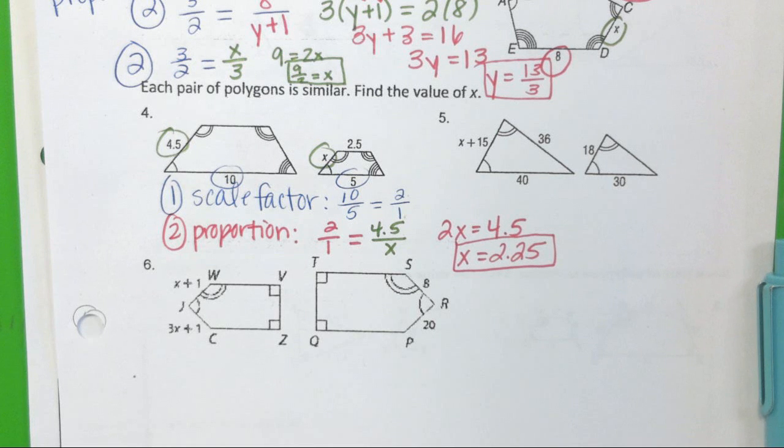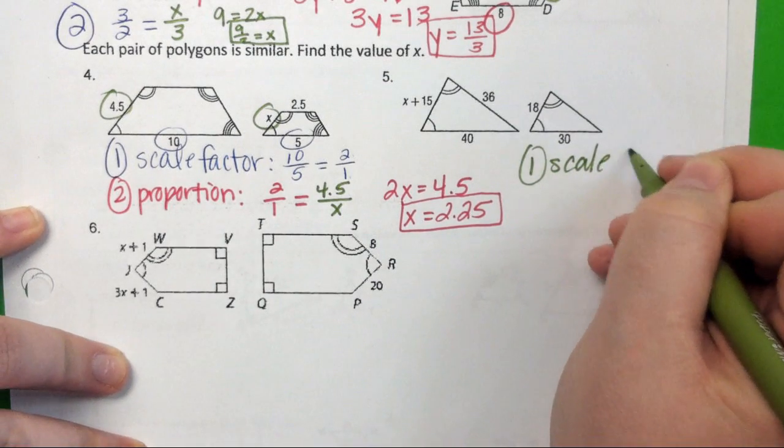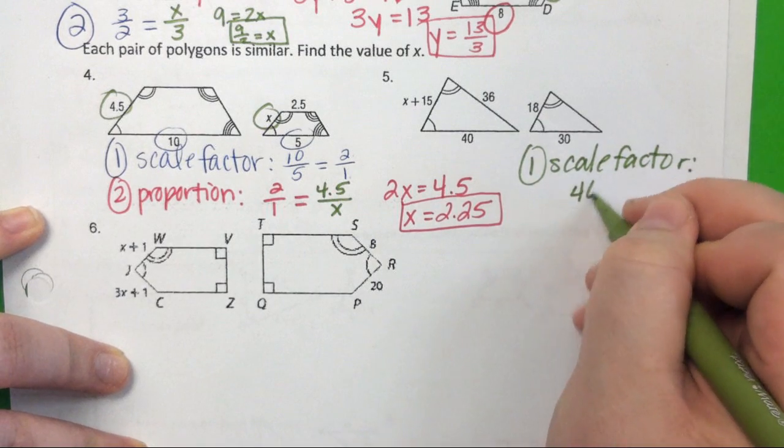Okay, let's go over it and make sure we're all on the same page. I know the scale factor is 40/30. If you want to reduce it to 4/3, you can. If you don't like reducing fractions, you can leave it as 40/30.